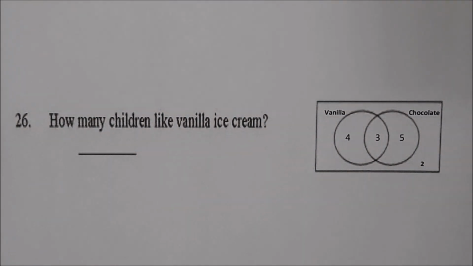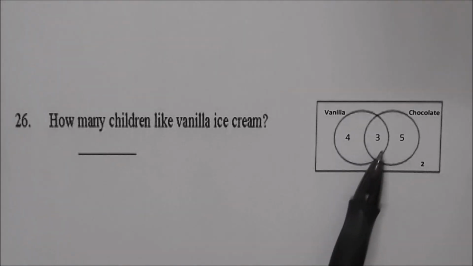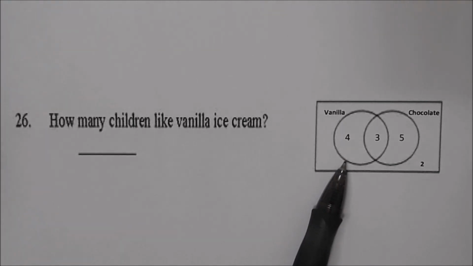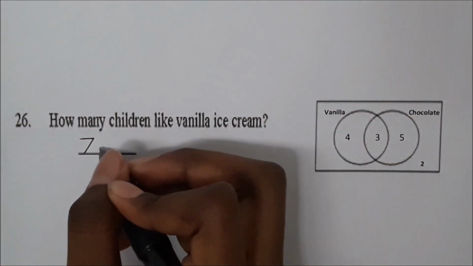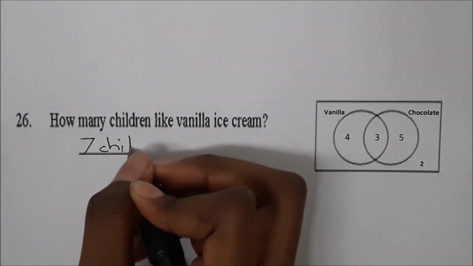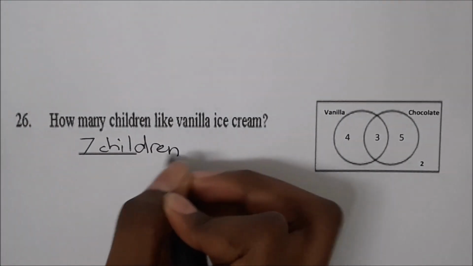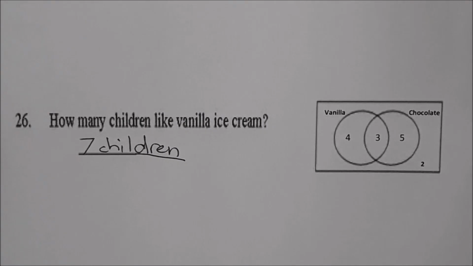Now we need to know how many children like vanilla. So go to the vanilla circle. Show me the vanilla circle. Draw it straight around. What numbers are in that circle? 4 and 3. So you have to do what? Add them together. And what would you get? 7. Okay, write it in. Very good. So 7 children like vanilla ice cream altogether.